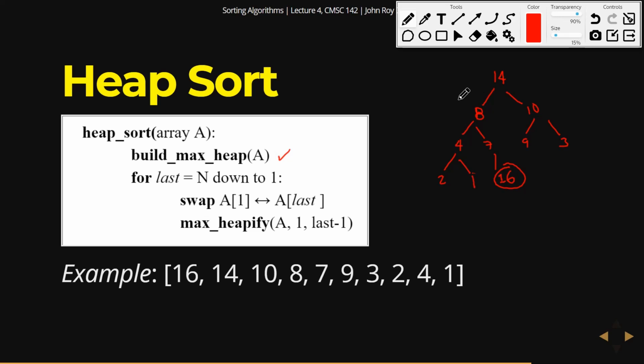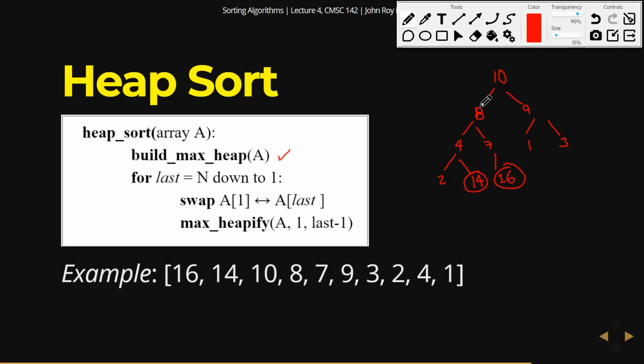For the second, we'll swap 14 with the last element, which is 1 here. So 14 will be swapped out because that's the max currently, and then 1 will be up here at the root. Then we'll max heapify again. So 1, 8, and 10: 10 will move up, 1 will move down here. And then 1, 9, and 3: 9 will win out, and then 1 will be here. Right?